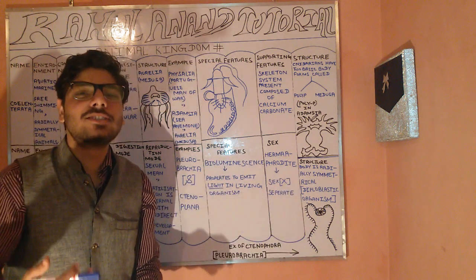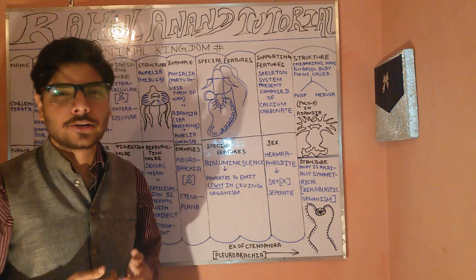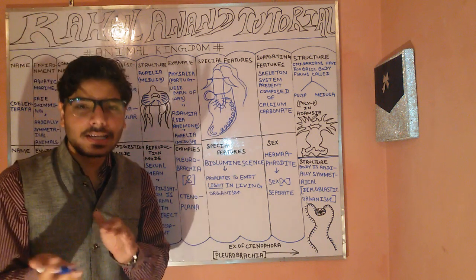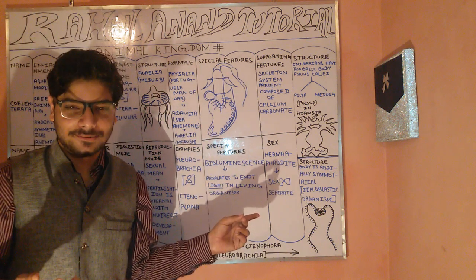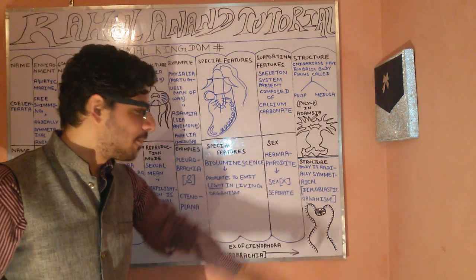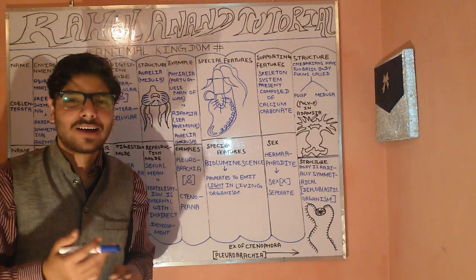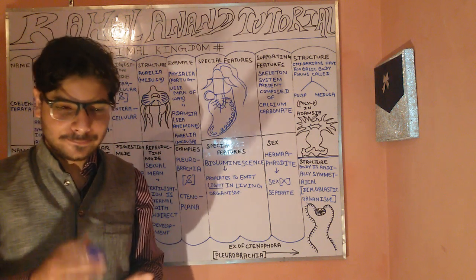The body is radially symmetrical. Radially symmetrical means it can be divided into two equal halves. These are also diploblastic. Diploblastic organism means you have understood the fact that it is divided into two layers.